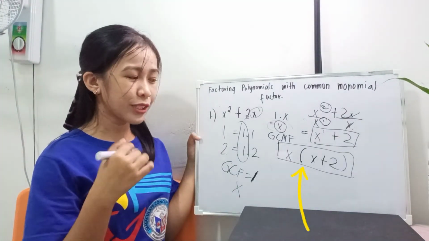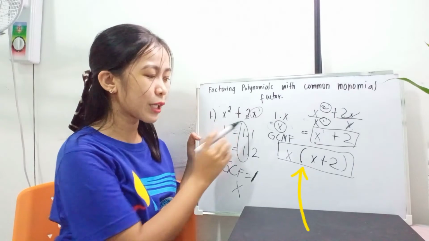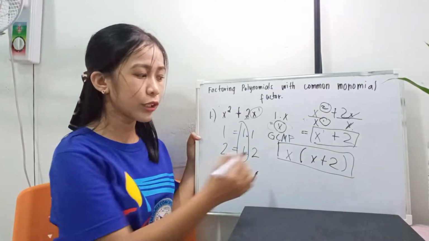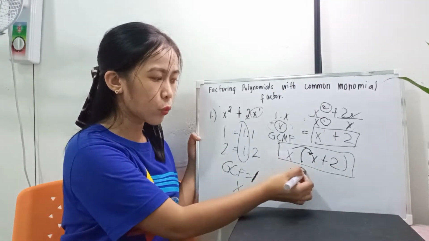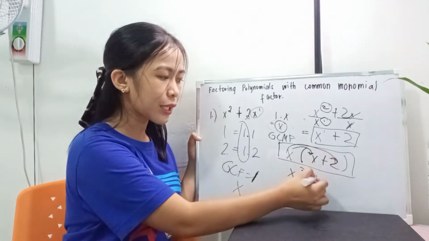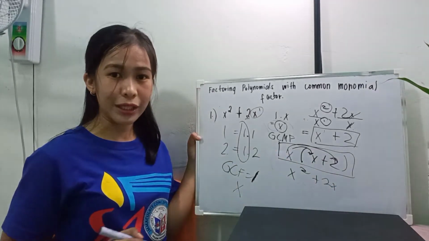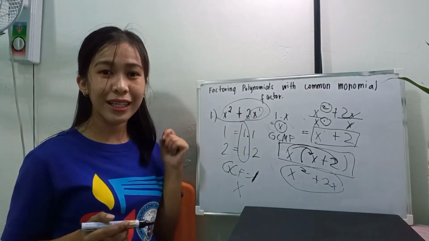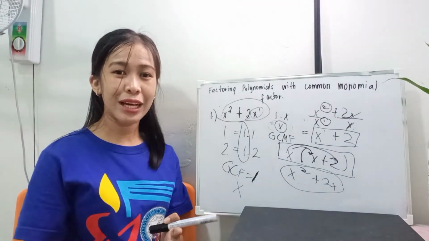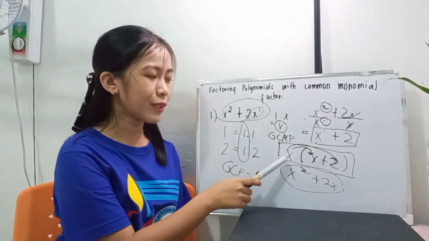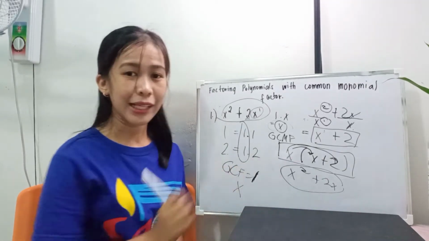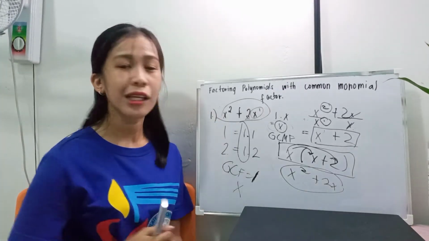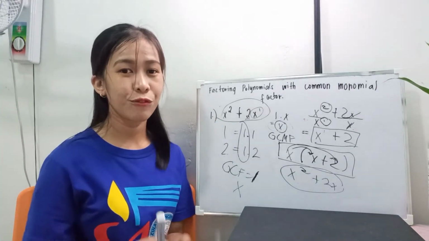Okay? So, paano siya naging factor ni x squared plus 2x? Kasi, when you use distributive property of equality, that is x times x, that is x squared, and x times 2, that is 2x. X squared plus 2x is the same with this. Okay? So, definitely, yun lang naman yung hinahanap natin, yung factor nito. And we have x times x plus 2. Ganun lang kasimple ang factorization of polynomials with common monomial factor.